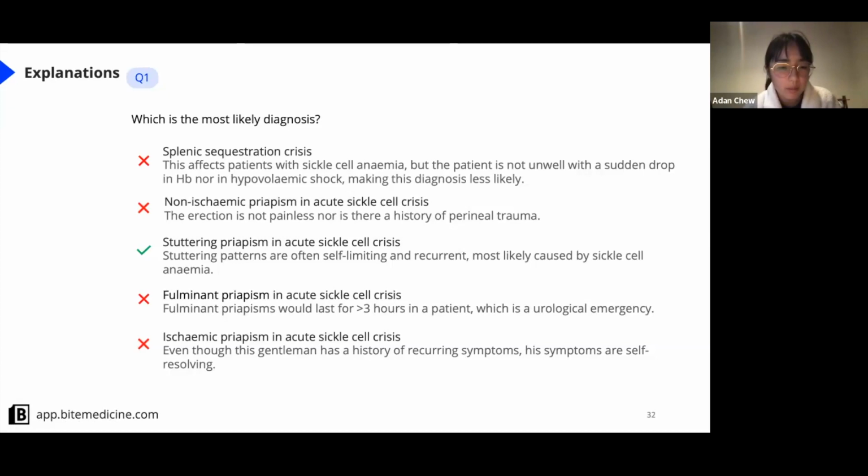So there are a couple types of priapism, which refers to prolonged erections that are unwanted. There is non-ischemic, there's stuttering, and there's ischemic priapism. So ischemic and non-ischemic is very self-explanatory. Stuttering priapism usually refers to erections that last less than 1 hour to 3 hours, and they're linked to acute sickle cell crisis, which is in the past medical history of this gentleman.